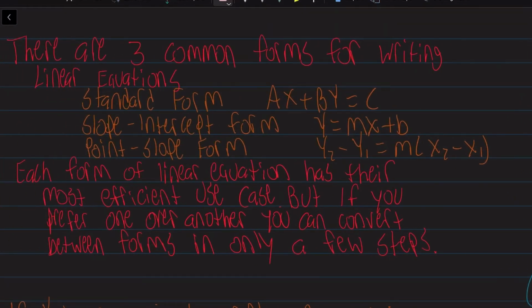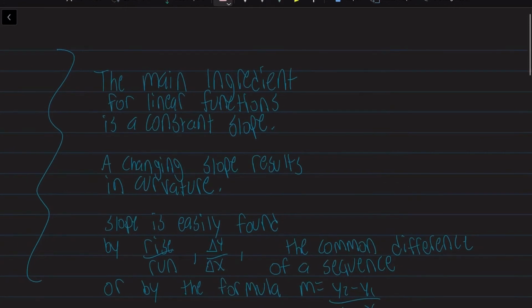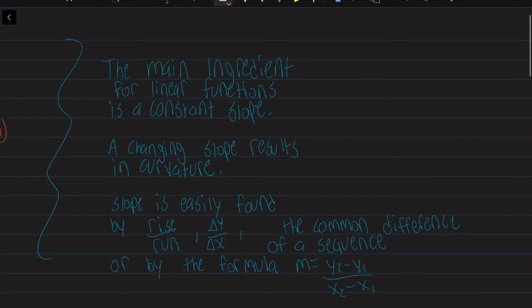I have a small side note about these types of equations. Off to the side, or maybe on the back of the left page, please write this down. The main ingredient for linear functions is they have to have a slope. Every single linear function has to have a slope. And that slope needs to be constant. If the slope is not constant, it will not be linear. Constant means it stays the same. It's one thing and one thing only.